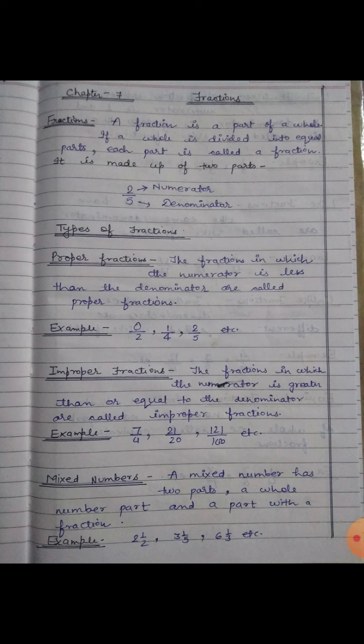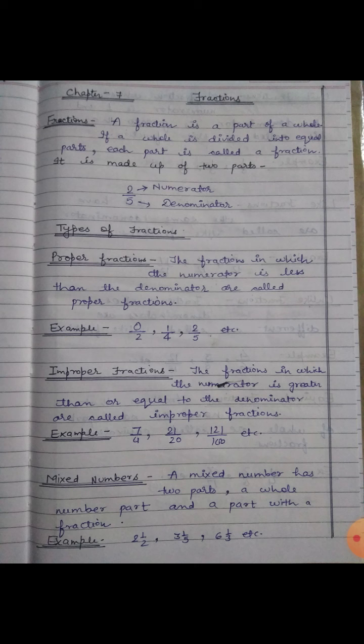Now, types of fractions. There are different types of fractions and here we will learn proper fractions. The fraction in which the numerator is less than the denominator is called a proper fraction. So my dear students, if a fraction is given to you and the numerator is less than the denominator, this type of fraction is called a proper fraction. Here is the example, 0 by 2, 1 by 4, 2 by 5, and here you see the numerator is less than the denominator.